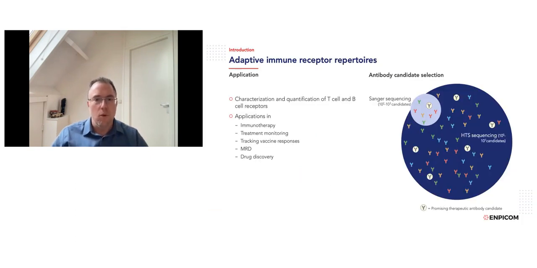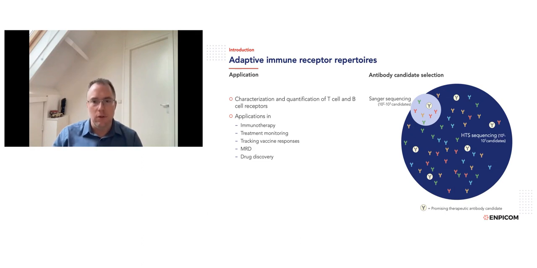All right, so why are we actually looking at repertoire sequencing to investigate immune repertoires? Well, it's actually a very powerful tool. Essentially, it's the quantification of the T and B cell receptors that can be used for all sorts of purposes. Common applications include immunotherapy monitoring or treatment monitoring, tracking vaccine responses, MRD, but also drug discovery. And specifically for antibody candidate selection, it's very useful.